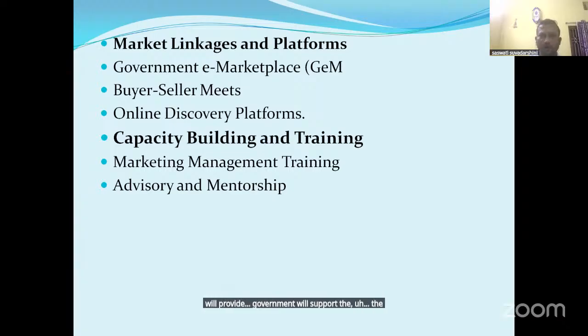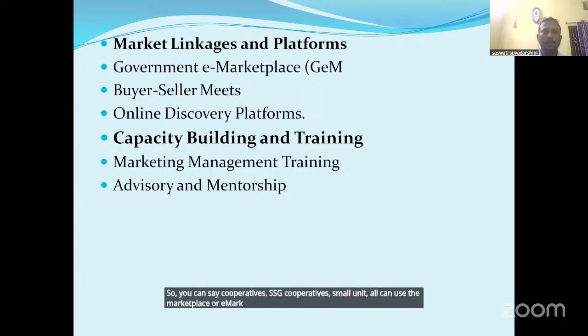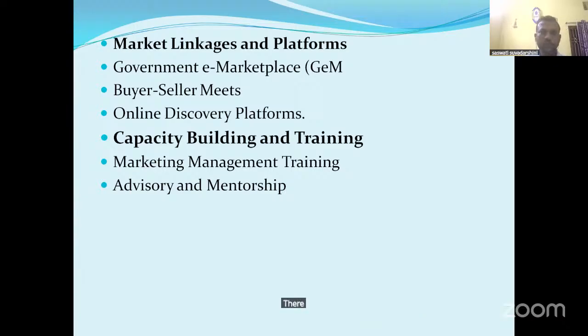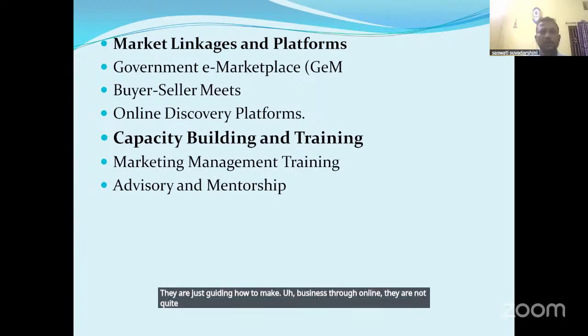SHG groups or these small units. So you can say cooperatives, SHGs, small units, all can use the marketplace or e-marketplace. They are just guiding how to do business through online. They are not quite educated. They are not aware about this linking. So the government will help to link them.